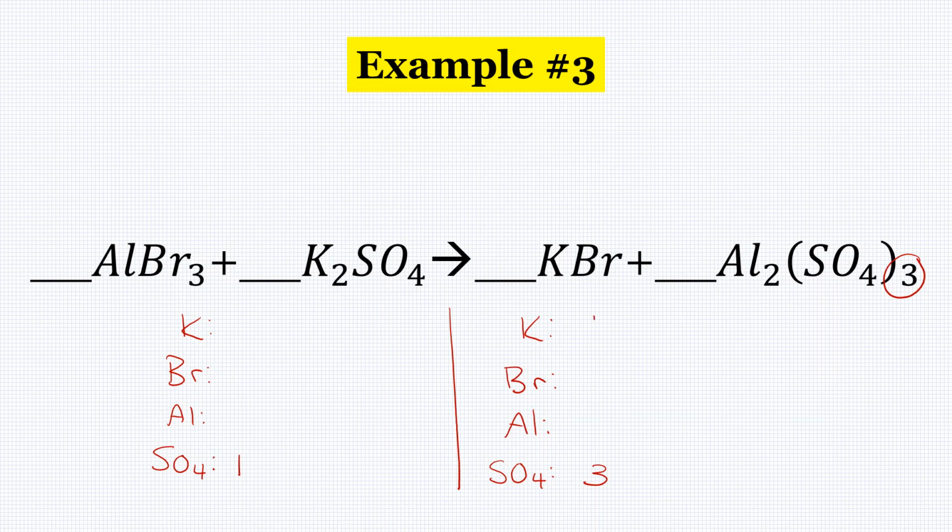Okay, I see 1 potassium on the right, 2 on the left. As far as bromines, I've got 1 on the right, 3 on the left, and then for aluminums, 2 on the right and 1 on the left.